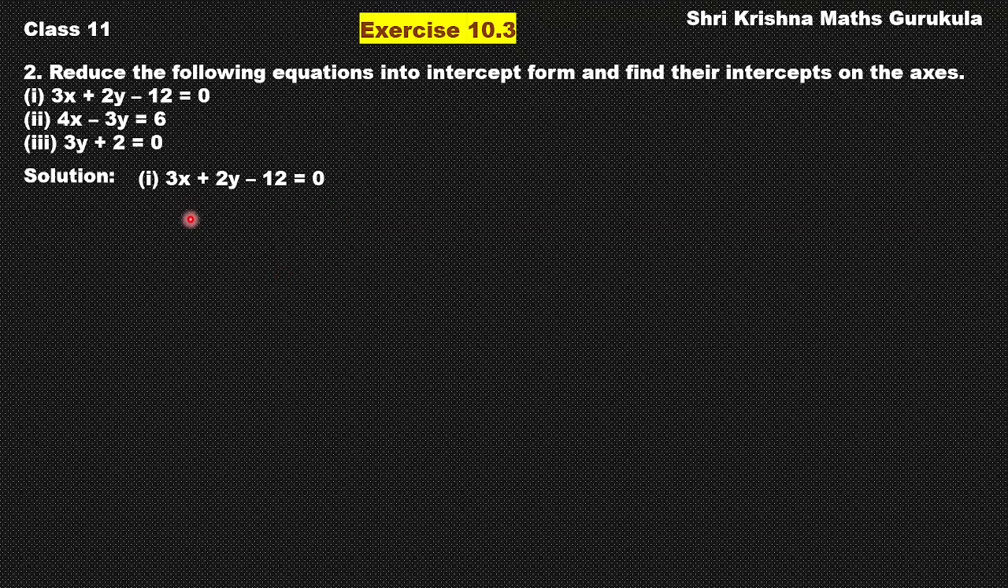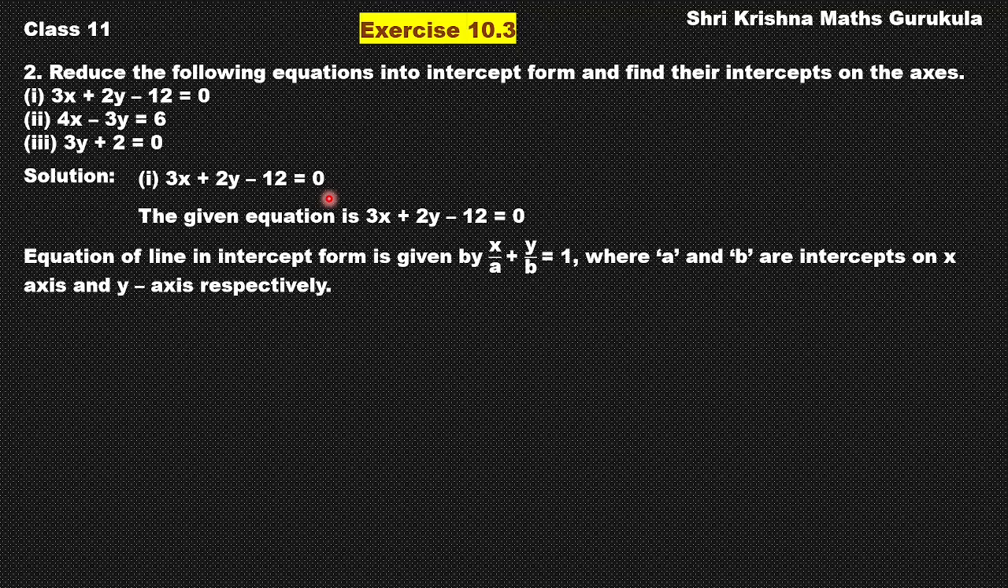Let us check the very first equation. 3x plus 2y minus 12 equal to 0. So, this is an equation in the form of ax plus by plus c equal to 0, right? Yes. To solve this sum, we need to know the intercept form of a line. If you remember all the standard forms of line, it is very easy to solve all the sums. So first we are going to check what is the intercept form of a line.